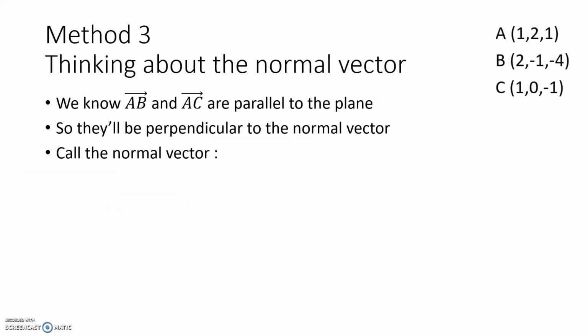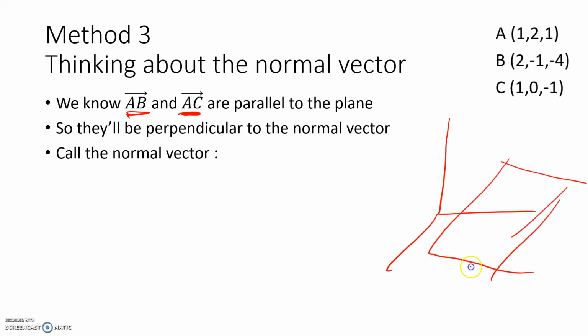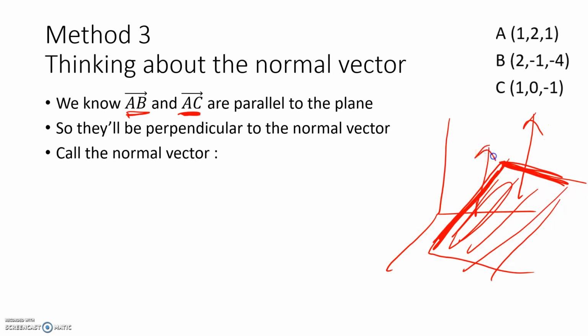So here comes method 3, and this one is one where we finally start to think about the normal vector. So we know that these two direction vectors are parallel to the plane. Let's do the bad picture of the plane. So here's my plane, and we know that AB is in there and AC is in there. So the normal vector is going to be perpendicular to both of those.